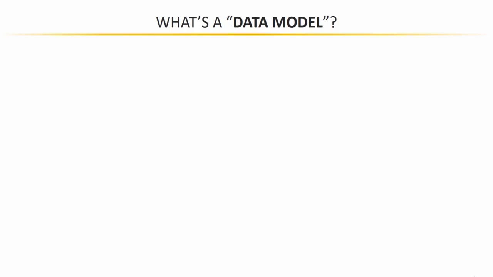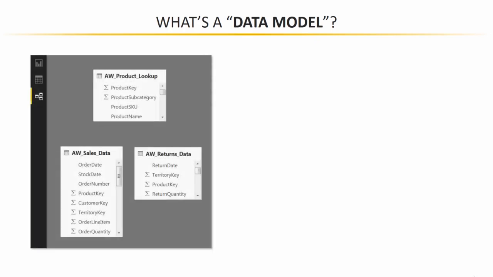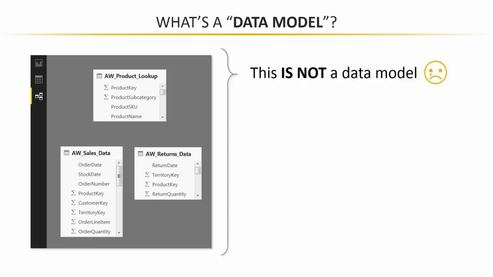All right, so to kick off this entire section about creating data models, I figured it would only be appropriate to start with a simple question. What exactly is a data model? Now consider a relationships view that looks like this. We've got three different tables here, a product lookup table and two data tables, sales and returns. This alone is not a data model.